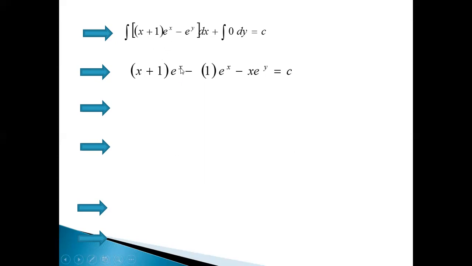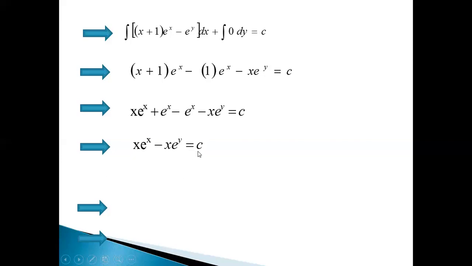Integration of e raised to x is e raised to x, minus the derivative of x plus 1, which is 1, times the integration of e raised to x, which is again e raised to x. Minus, here e raised to y is constant, so the integration of e raised to y with respect to dx is x e raised to y. Now by opening the bracket, we get x e raised to x plus e raised to x minus e raised to x minus x e raised to y. Here, the e raised to x and minus e raised to x both cancel. So we have the final x e raised to x minus x e raised to y is equal to c.